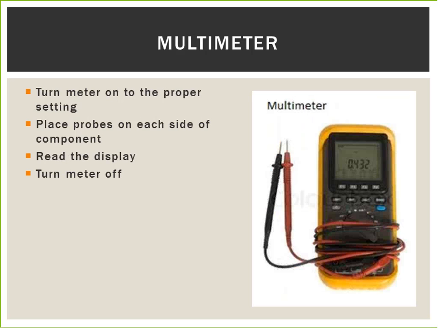A multimeter, also known as a multi-tester or a VOM, volt-ohm meter, is an electronic measuring instrument that combines several measurement functions in one unit. It has the ability to measure voltage, current, and resistance.